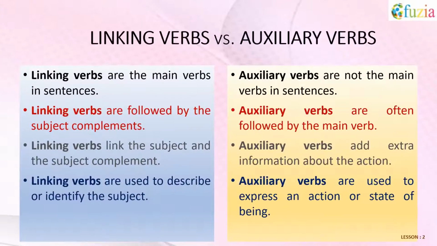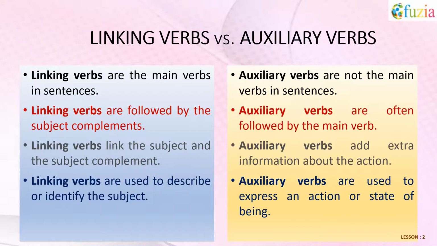let us see the difference between linking verb and auxiliary verb. Linking verbs are the main verbs in a sentence, and auxiliary verbs are not the main verbs in a sentence. Linking verbs are followed by the subject complement. Auxiliary verbs are often followed by the main verb. Linking verbs link subject and subject complement. Auxiliary verbs add extra information about the action. Linking verbs are used to describe or identify the subject. Auxiliary verbs are used to express an action or state of being.